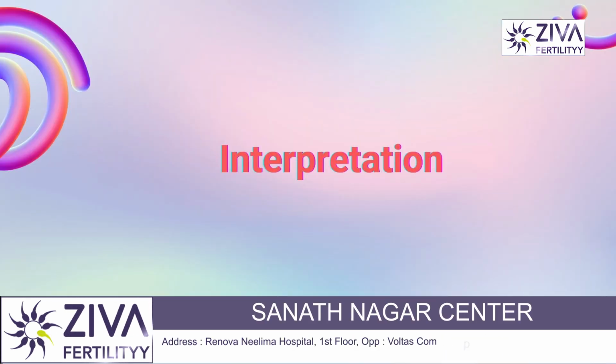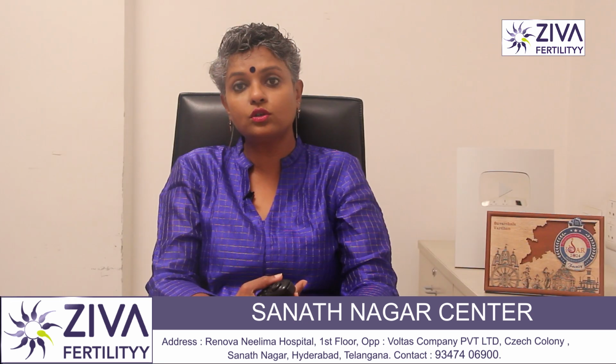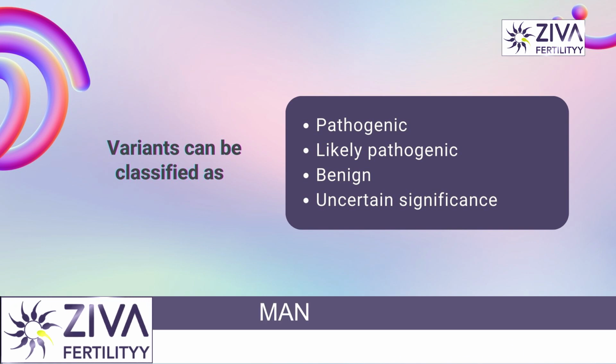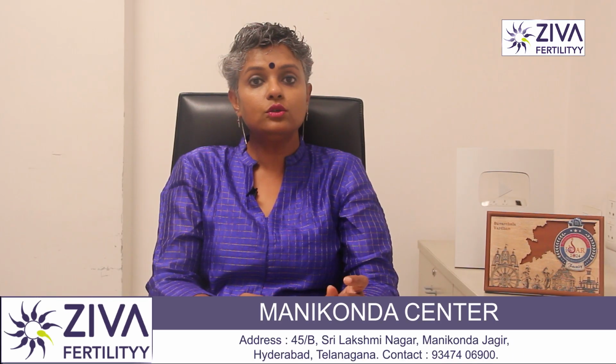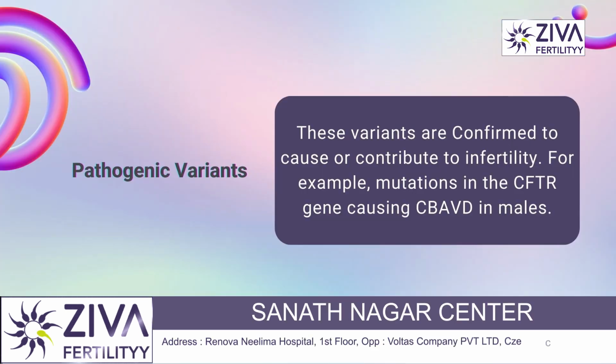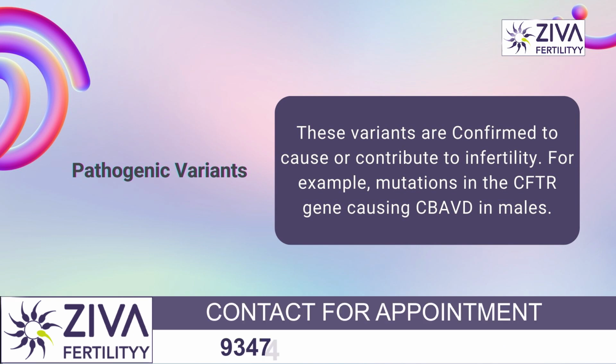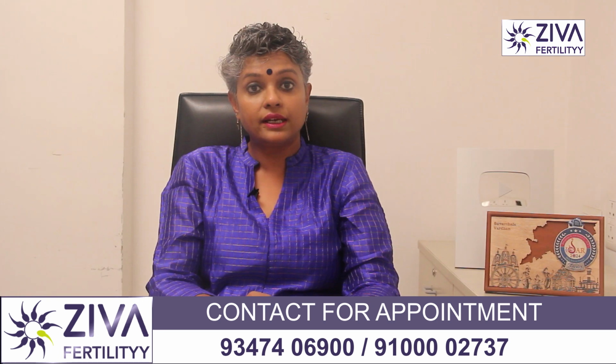Variations are interpreted based on their known or predicted impact on gene function and their association with infertility. Variants can be classified as pathogenic, likely pathogenic, benign, or of uncertain significance. Let's try to understand the results. Pathogenic variants is something we should begin with. These variants are confirmed to cause or contribute to infertility. For example, mutations in the CFTR gene causing CBAVD in males are examples.